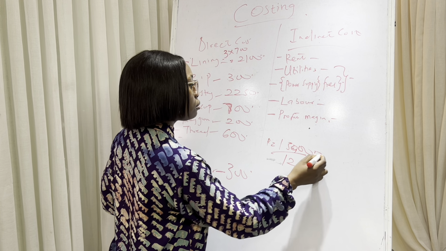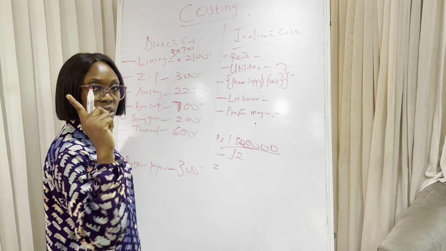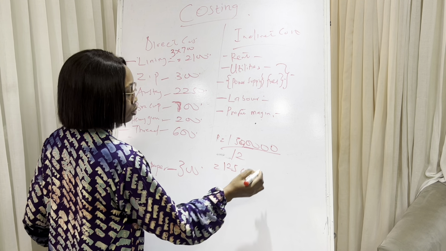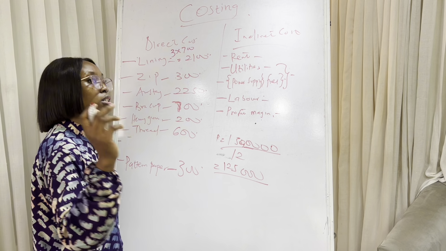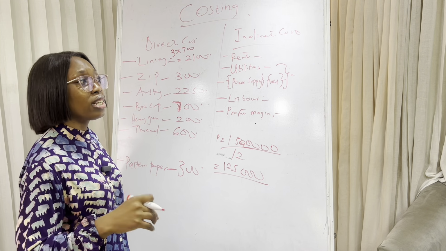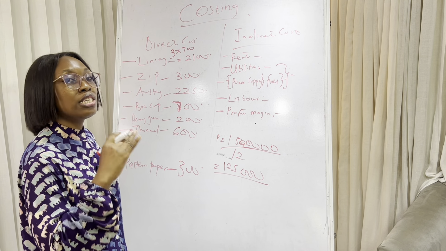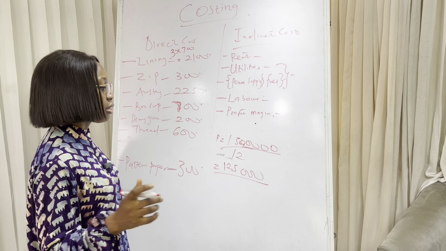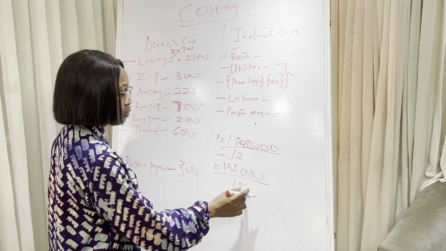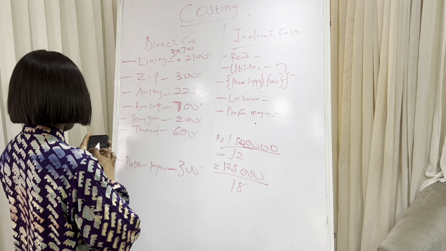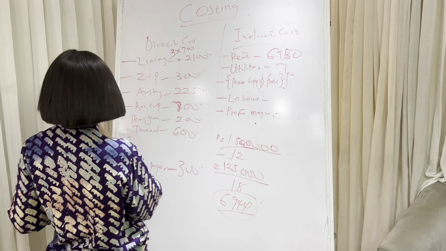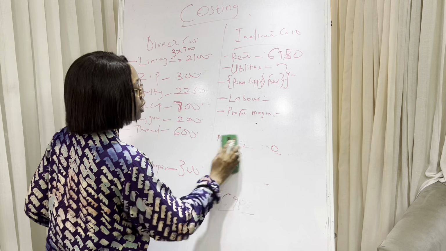1.5 million divided by 12. We have 12 months in a year, and that will give us about 125,000. Then you now divide by how many clothes you make in a month on average. So let's say on average, you're always able to make, give or take, 18 dresses. So that is 125,000 divided by 18 dresses. You do your calculation. That's 6,944, approximately 6,950. Okay, so that's for rent.